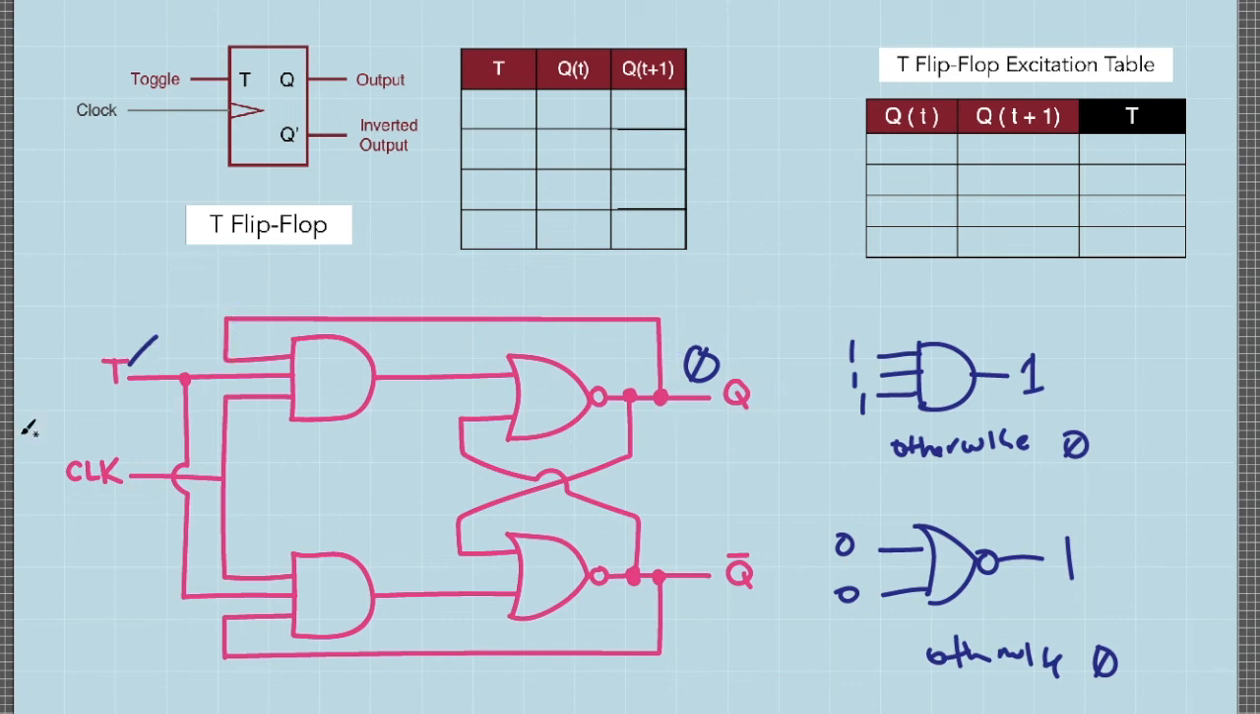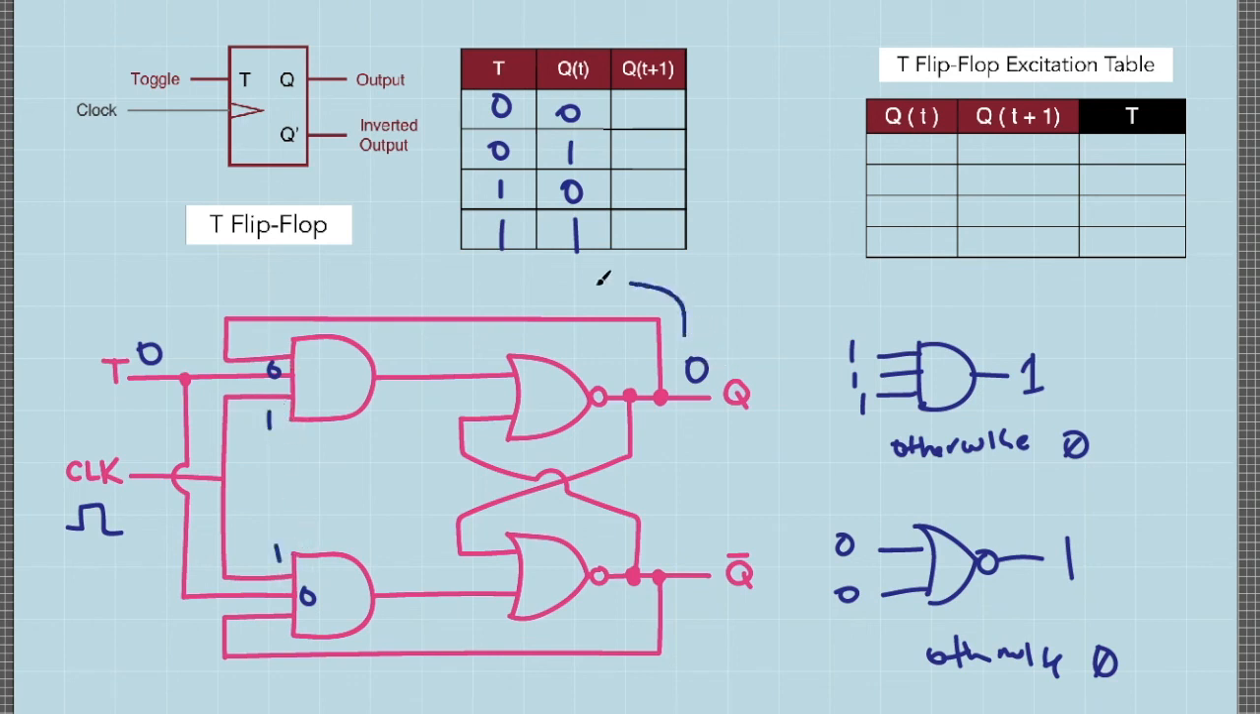To exhaust all of this combination, let's write down the combinations of T and Q on these columns, and that would be 0, 0, 1, 1, 0, 1, 0, 1. Let's consider this first case wherein the initial value of Q is 0, and we supply the toggle signal with logic 0. This will be 0. At this moment, we supply a positive edge clock pulse, which means that we are supplying these two inputs with logic 1.